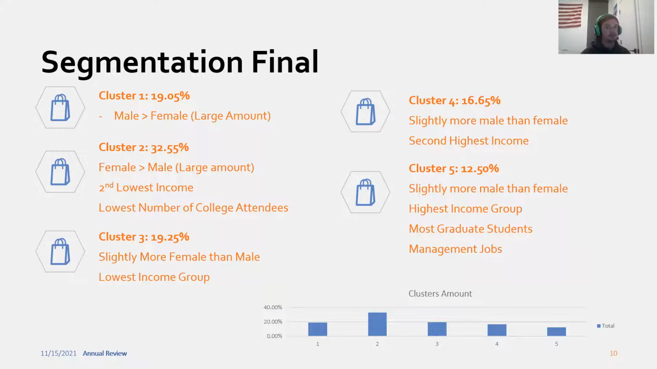So in finale, these are the 5 clusters that I've looked at. Cluster 2 is the biggest of the whole customer base, 32.55%. Most of them are female, and it's our second lowest income with a low number of college attendees. So this is a lower income and not as highly educated group, but it is our biggest group. And then you can look at all the different ones here and get a general idea of what each cluster is about and what kind of people associate with each one.